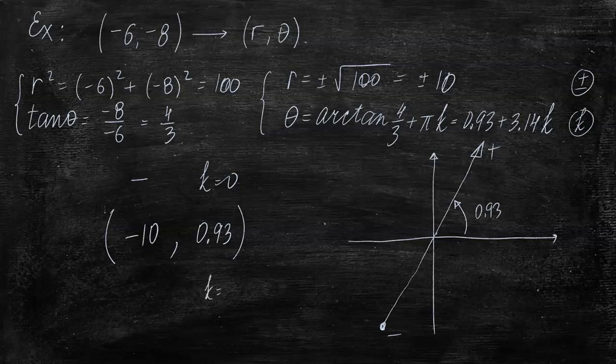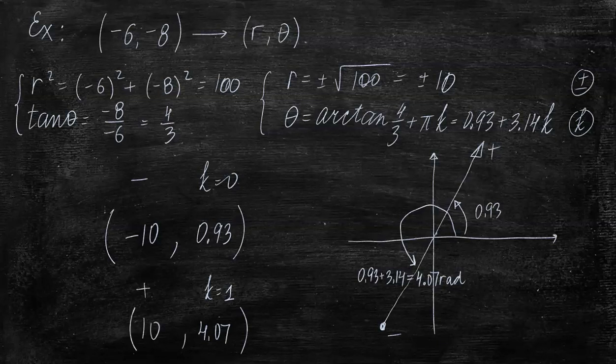Alternatively, we could have chosen k to be 1, then we would be landing on here, so it will be 0.93 plus 3.14, which is 4.07 radians, right? And if you choose k equals 1, then your angle is 4.07 radians, and in that case you can go with a positive 10 as your r value. That will take you exactly where you want to be.